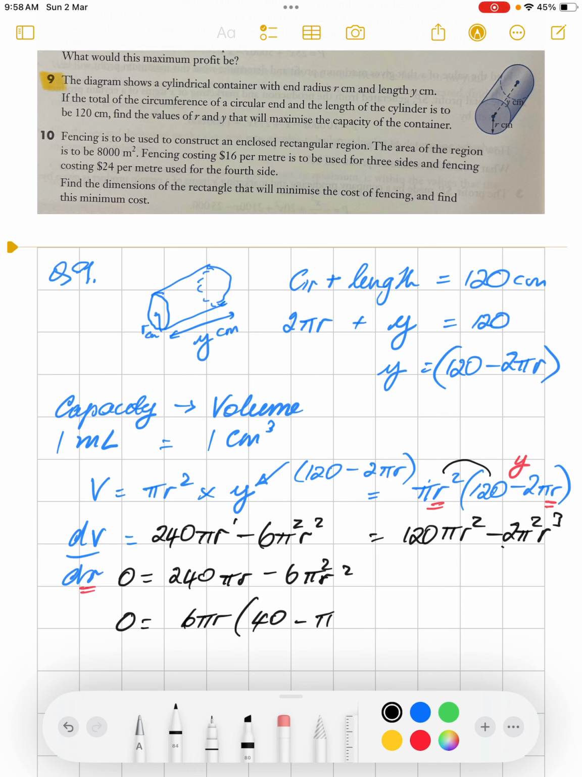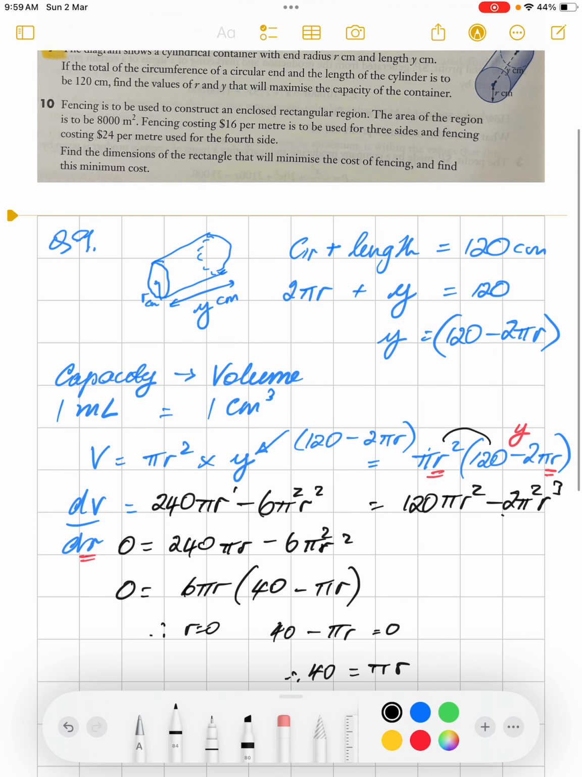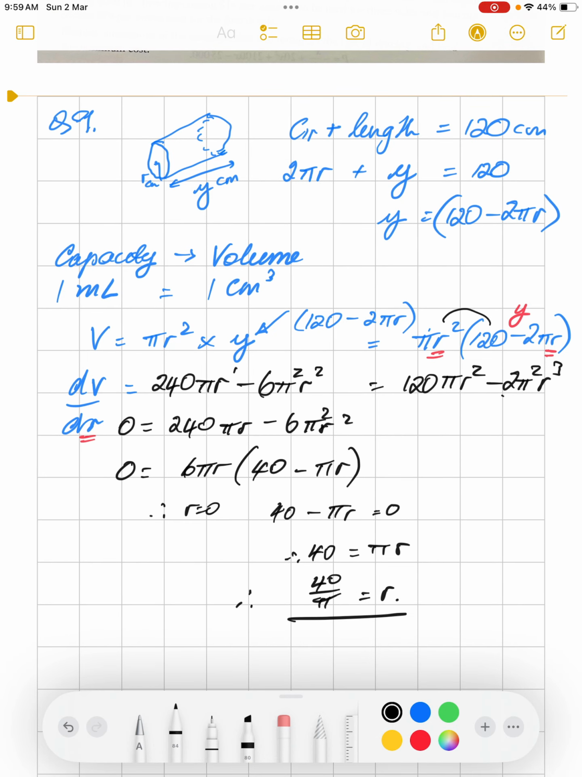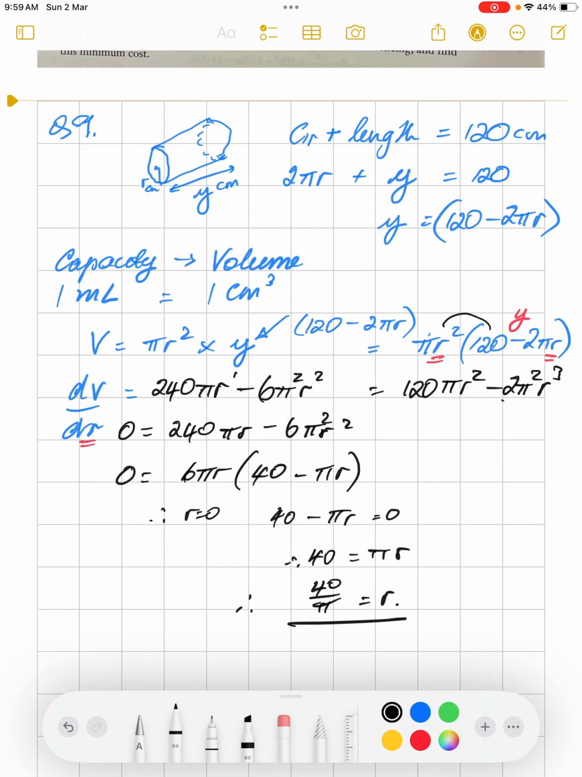minus pi r. Therefore, r could be 0. No, we want a radius to have some length. And 40 minus pi r equals 0. Therefore, 40 equals pi r. 40 over pi is the radius that will give us our optimized capacity, but we want to test that in the second derivative just to make sure it's a maximum, which means it will be a concave down curve.